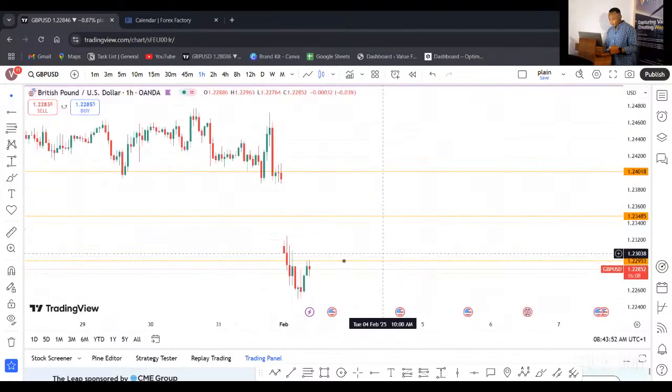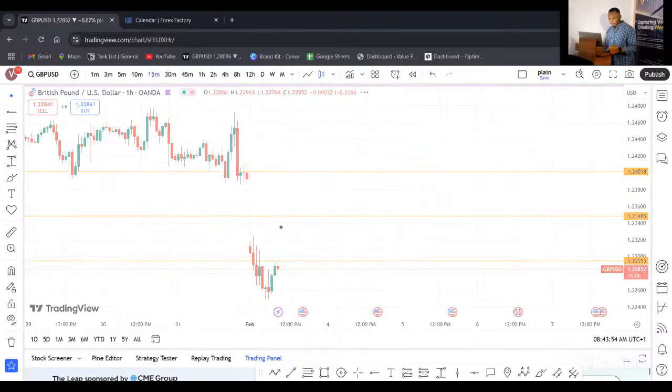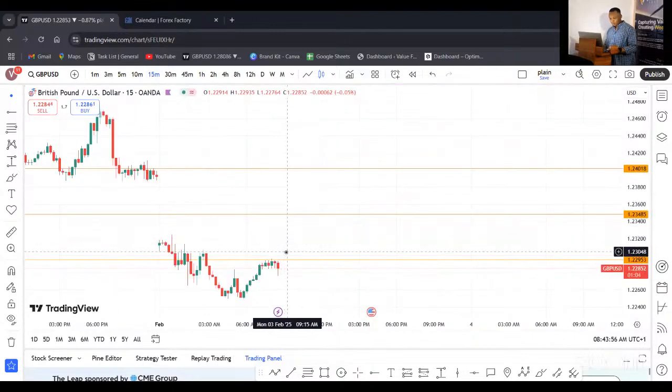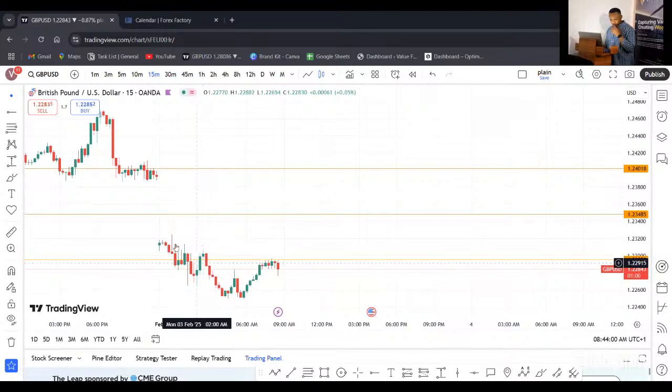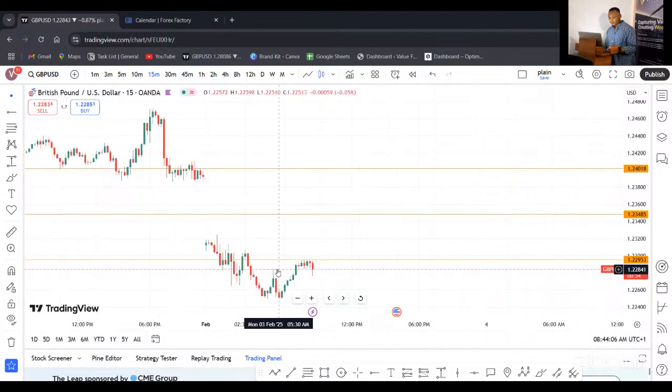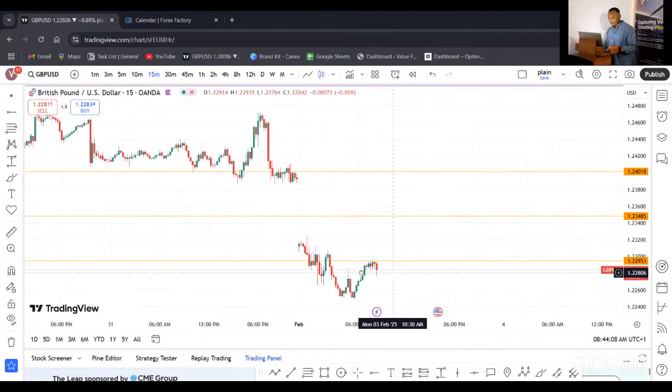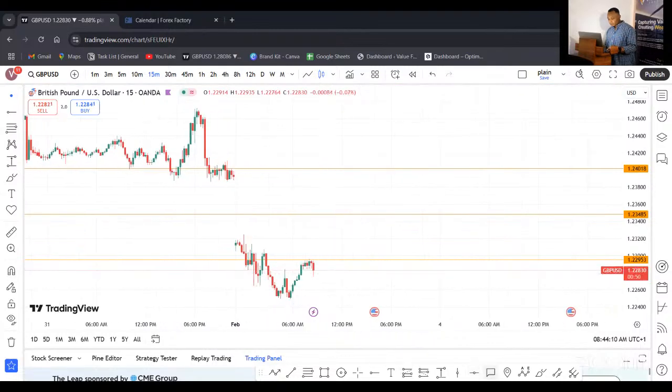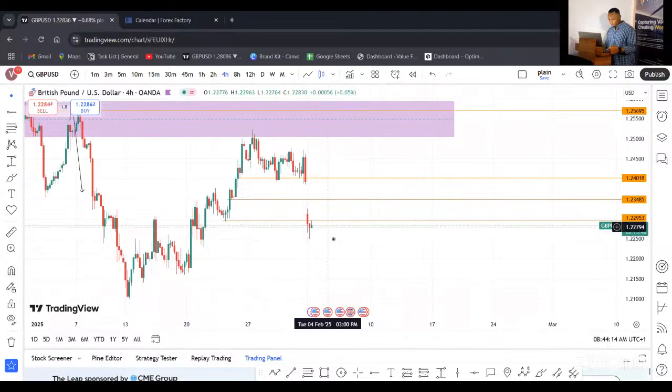So on the 1-hour and 15-minute time frames, it's looking good for a sell at the moment, because price has traded into some imbalance that was created during the Asian session. I would want to try out a scalp from where price currently is. So I'm looking to sell GBP USD from where price currently is, and then I'll be shorting it all the way to this level. Let me show you on the 4-hour time frame.